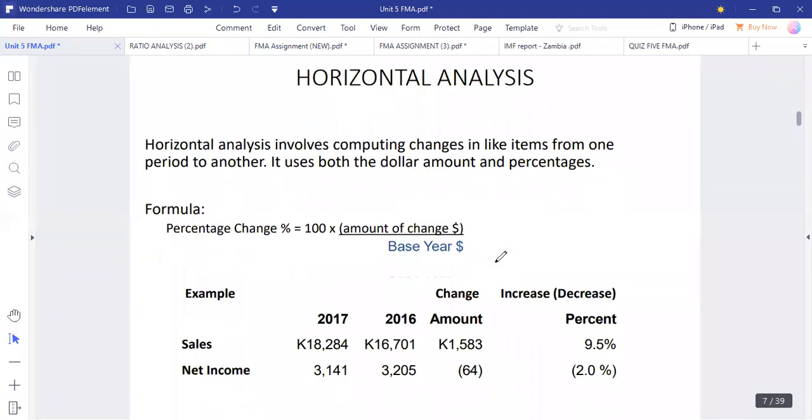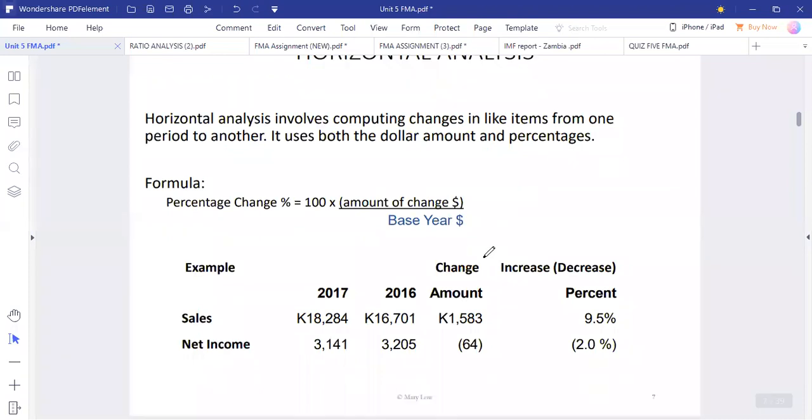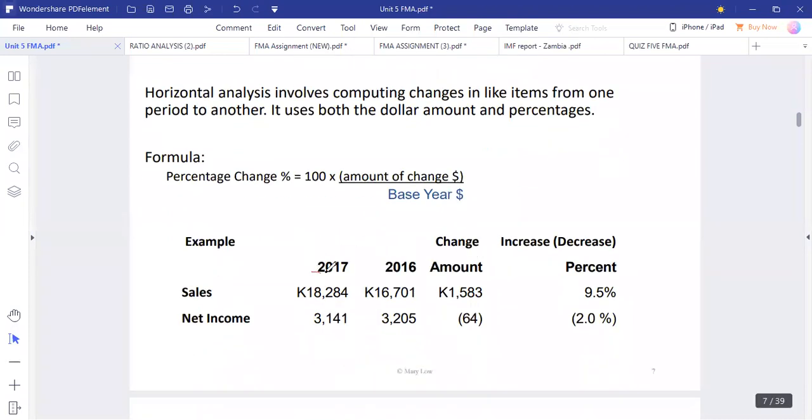So under horizontal, basically, we compute our changes in the items from one period to another using a kwacha or dollar amount. For instance, if you have 2 years, 2017 and 2016, you get the difference, you negate them. 18 minus 16, we get our 1,500. And we divide this 1,500 by our base year.